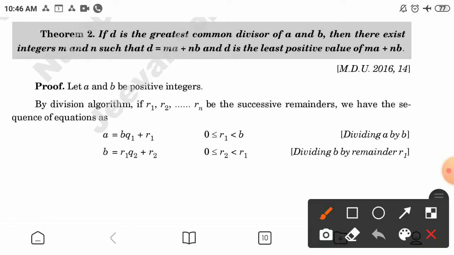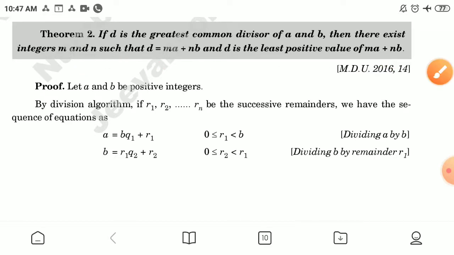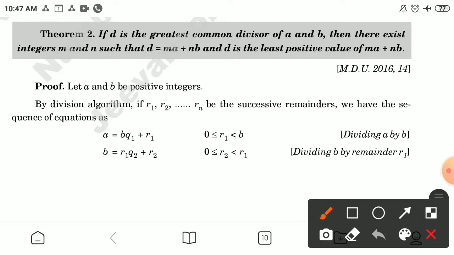Next result: if d is the greatest common divisor of a and b, then there exist integers m and n such that d = ma + nb, and d is the least positive value of ma + nb. Now for the proof, let a and b be positive integers. By the division algorithm, if r1, r2, ..., rn are the successive remainders, we have the sequence of equations: a = bq1 + r1, where r1 is between 0 and b, dividing a by b.